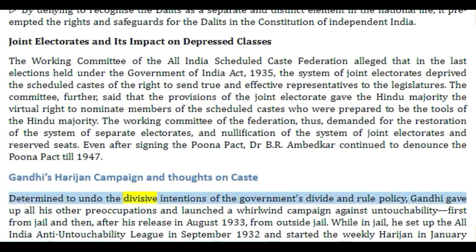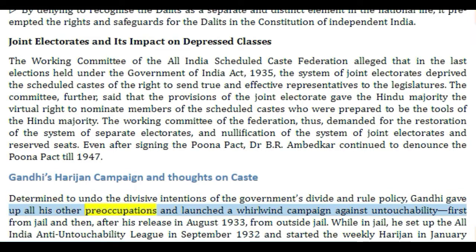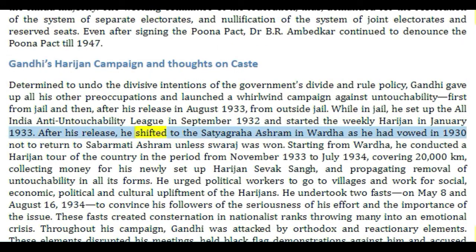Determined to undo the divisive intentions of the government's divide and rule policy, Gandhi gave up all his other preoccupations and launched a whirlwind campaign against untouchability, first from jail and then, after his release in August 1933, from outside jail. While in jail, he set up the All India Anti-Untouchability League in September 1932 and started the weekly Harijan in January 1933. After his release, he shifted to the Satyagraha Ashram in Wardha as he had vowed in 1930 not to return to Sabarmati Ashram unless Swaraj was won.